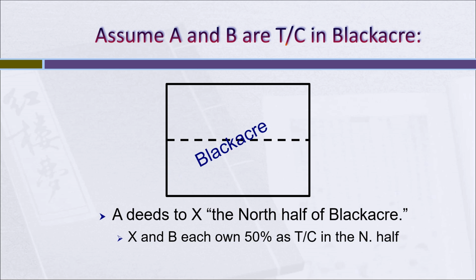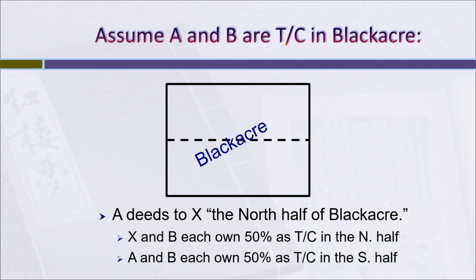However, in the south half, nothing has changed because A's deed didn't cover the south half of Blackacre. So in the south half, A and B are still co-tenants, and each of them still owns 50% as tenants in common in the south half of Blackacre.